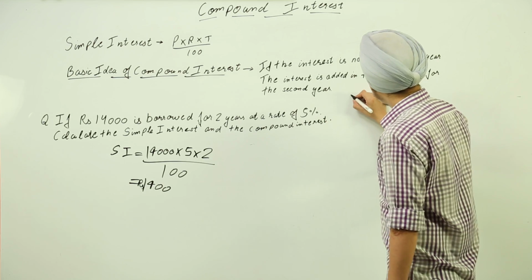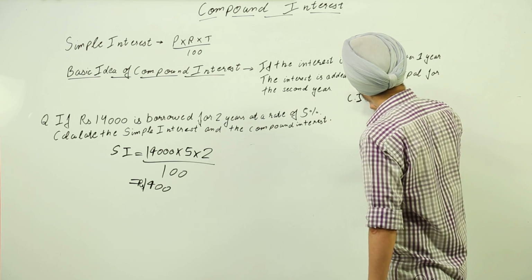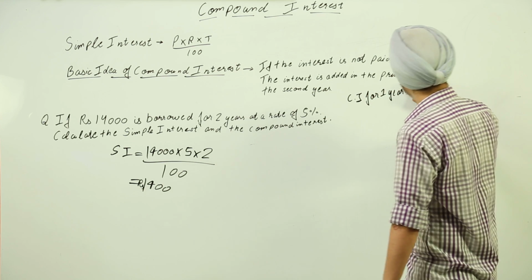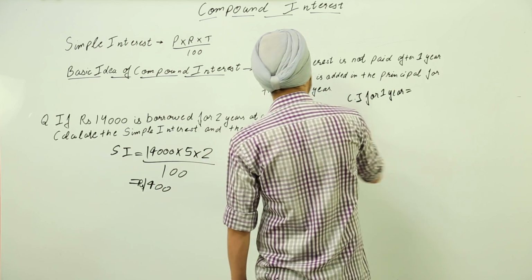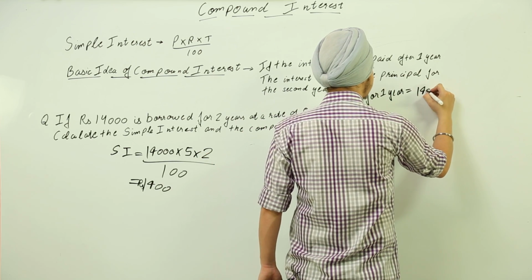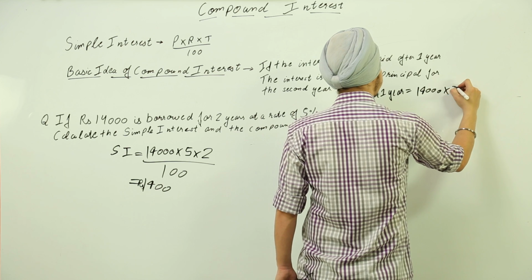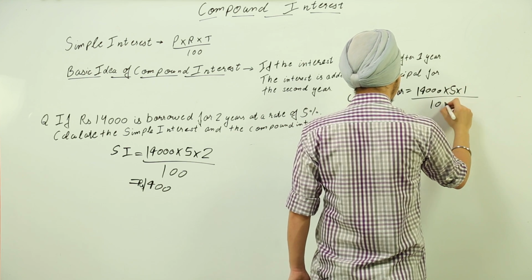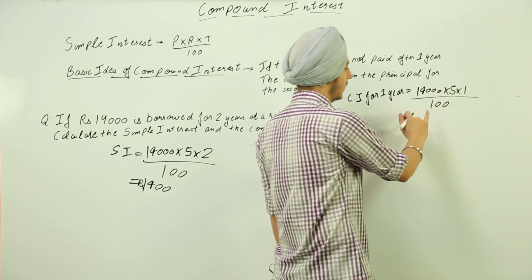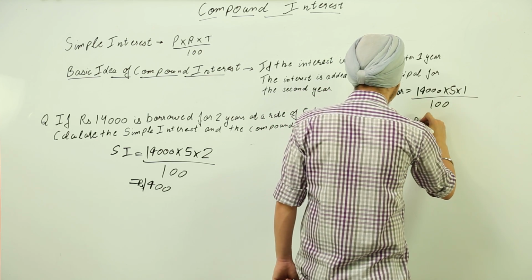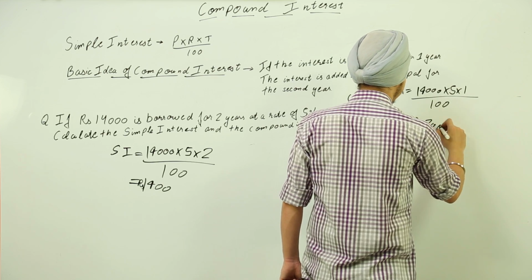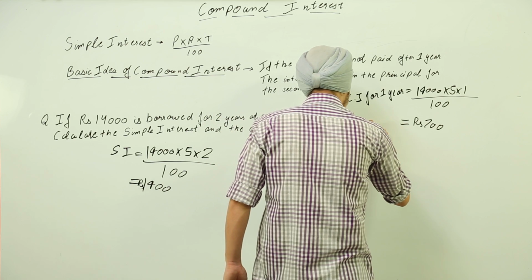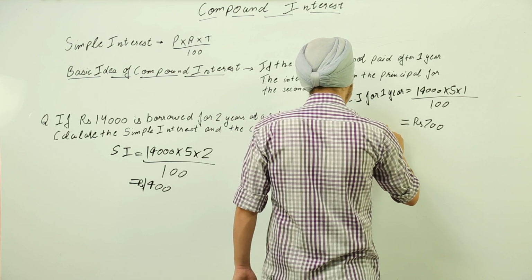So the compound interest for the first year is equal to, we have principal 14,000 into 5 into 1 year over 100. How much does this come out to be? It comes out to be rupees 700. So this is the compound interest after the first year.